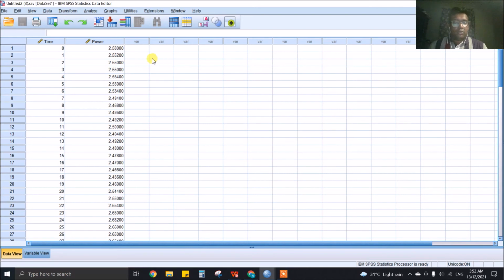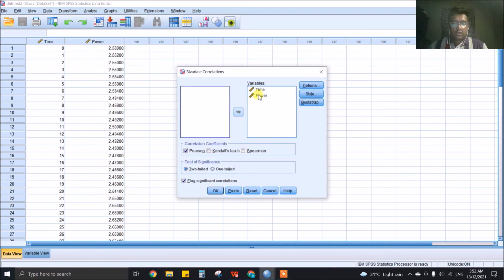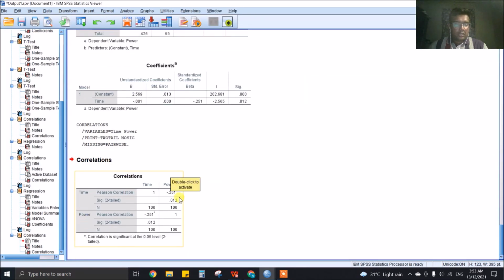Let's look into computing the Pearson correlation. First of all, we need to click the Analyze button, then go to Correlate and click Bivariate. We need to move the time and power variables from the left box to the right box. Then we click the correlation coefficient, which is Pearson. For the test of significance, we set it to two-tailed, and press OK. This is the data that we have obtained for this correlation.